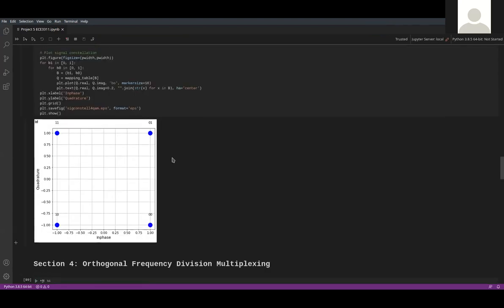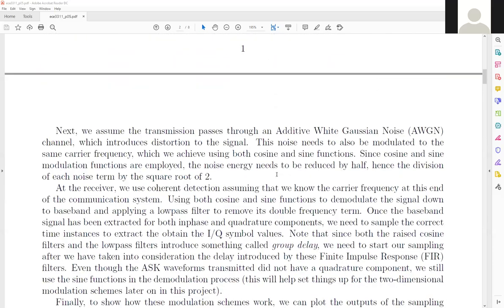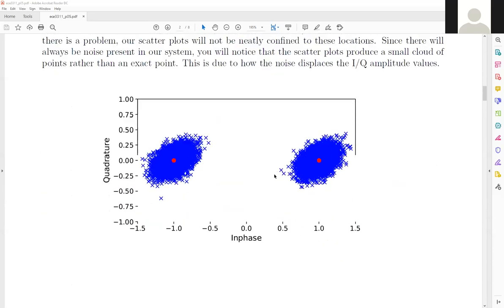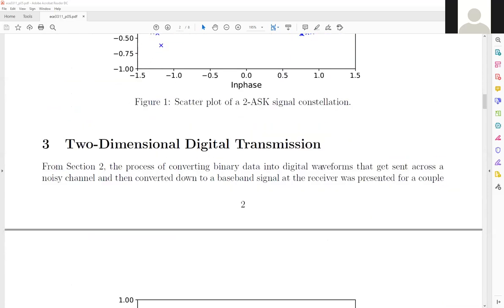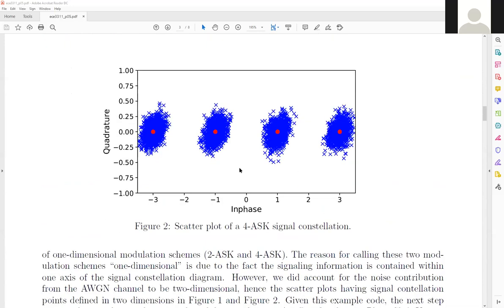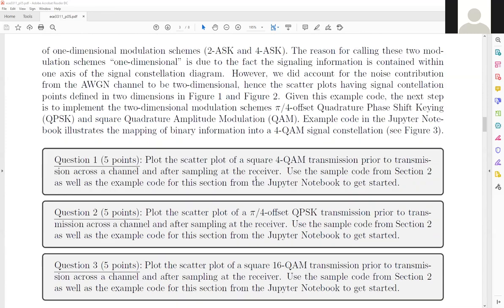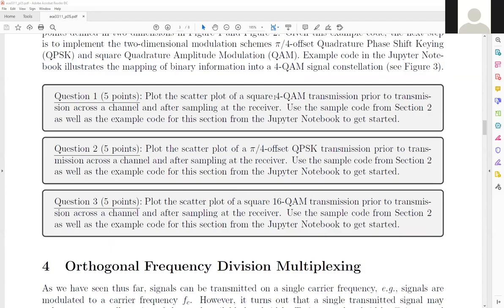So that's the first of your activities for this project, right? So let's look at it. Once you do this, there's a lot of words here, but essentially what I want you to do is you have the scatter plots here for 2 ASK and 4 ASK. I want you to take the same code that was generating these one-dimensional signal constellation points, and I want you to do it for 4 QAM, QPSK but 45 degree rotated, and 16 QAM. And 16 QAM is a little bit more complicated, but not by much, okay?